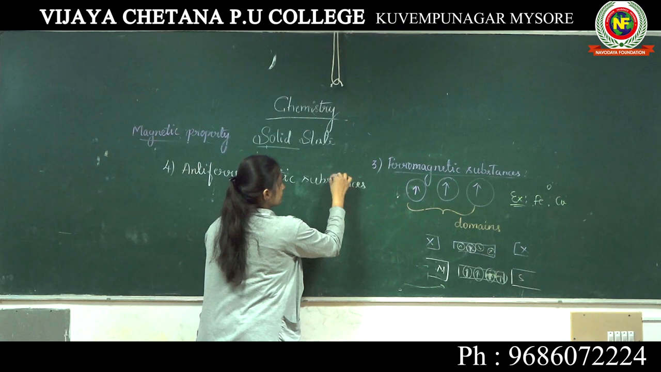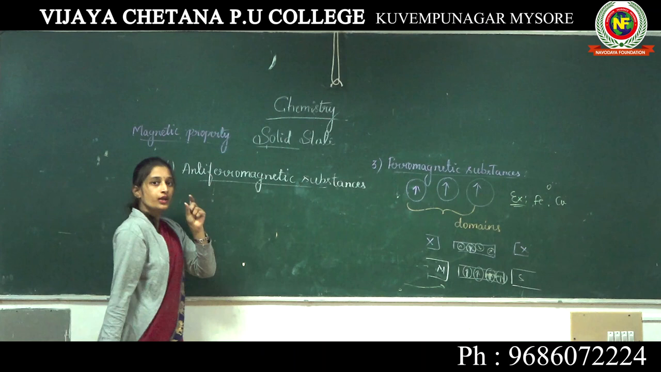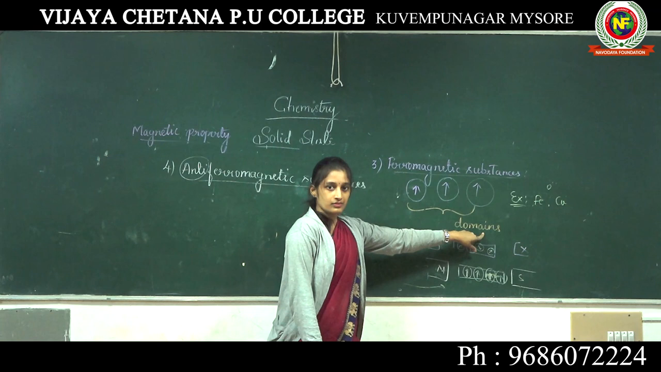What is this word? Here, same thing. This is also ferromagnetic substances. Only one word extra, that is anti. What is this anti? Anti means opposite. Here I use the word domains. Correct? Domains means unpaired electron.